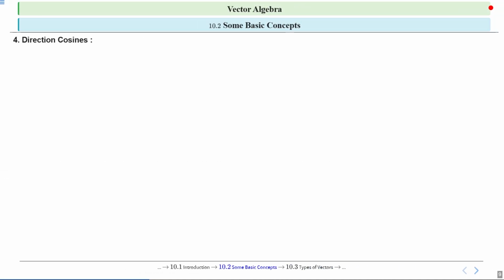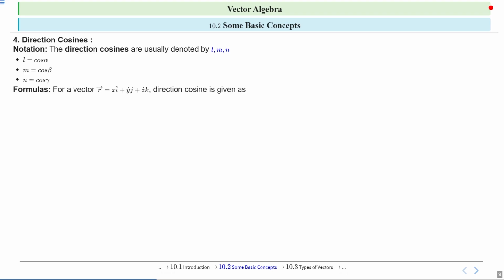Okay. Next is direction cosines notation: the direction cosines are usually denoted by l, m, and n. So l is equal to cos alpha, m is equal to cos beta, and n is equal to cos gamma. Formula: for the vector r is equal to x i cap plus y j cap plus z k cap, direction cosines are given as cos alpha is equal to l, which is x upon magnitude of vector r, which is equal to x upon root over x square plus y square plus z square, since magnitude of vector r is equal to root over x square plus y square plus z square. Cos beta is equal to m, which is y upon magnitude of vector r, which is equal to y upon root over x square plus y square plus z square.